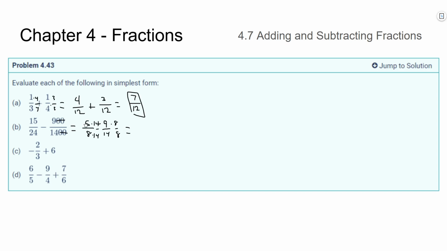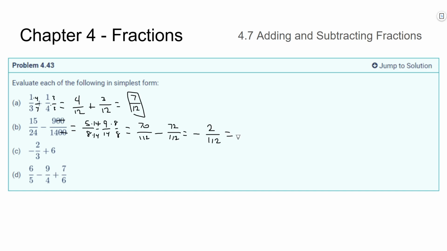And that will give us, let's see, 5 times 14, that would be 50 plus 20 would be 70. 14 times 8 would be 80 plus 32 would be 112. And that would be minus, we're subtracting here. Well, 9 times 8 would be 72. And we already know that 14 times 8 is 112. We did that already. Okay, so 70 minus 72 is going to give us negative 2 over 112.